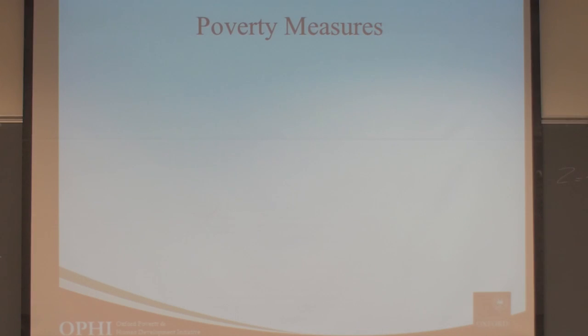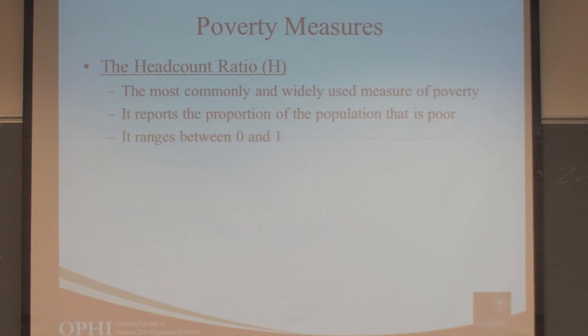Okay, so first, the headcount ratio. It is the most commonly and widely used measure of poverty, and it reports the proportion of population that is poor, ranging between 0 and 1. If Q is the number of poor in vector X with population size n, then the headcount ratio is Q divided by n. Example, if you have poverty line of Z equal to 10, and you have the distribution of 9, 4, 15 and 8, then H is simply equal to 3 over 4. It's clear, right? It's not a difficult measure at all.